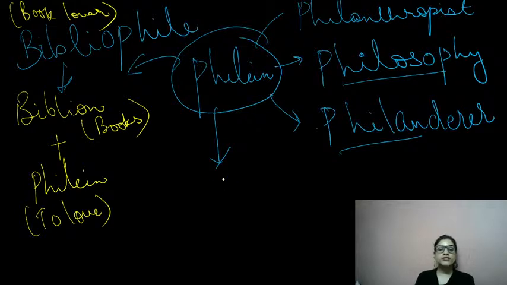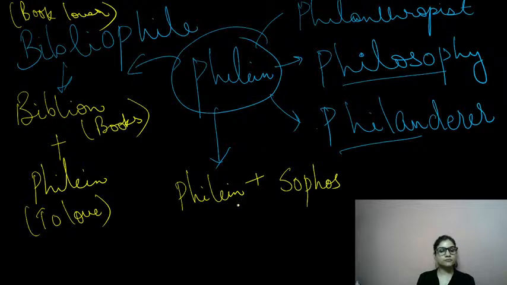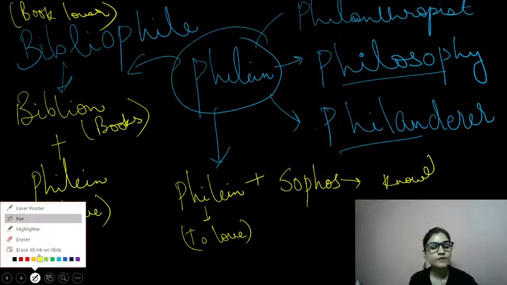So if I talk about this word now, philosophy. If I talk about this word philosophy, how will this come? This comes from philein plus sophos. Philein plus sophos. Philein means to love, and sophos is knowledge or wisdom, right? This is knowledge or wisdom.